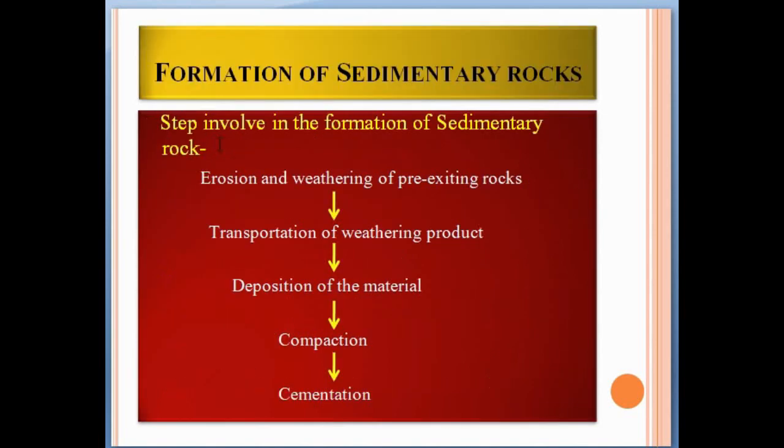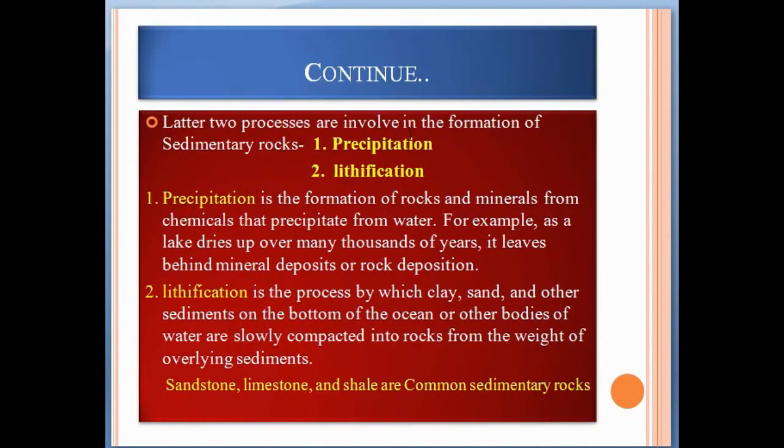So apart from these steps, two more processes are involved in the formation of sedimentary rocks. These two processes are very important actually. First of all is precipitation, the formation of rocks and minerals from chemicals that precipitate from water. For example, as a lake dries up over many thousands of years, it leaves behind mineral deposits or rock deposition in the lake.